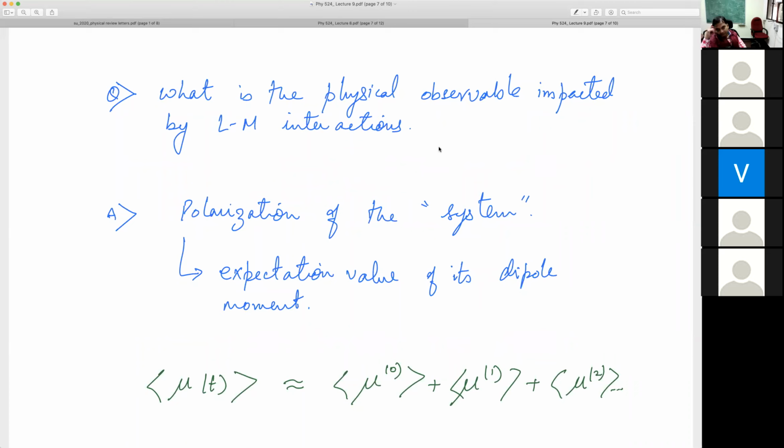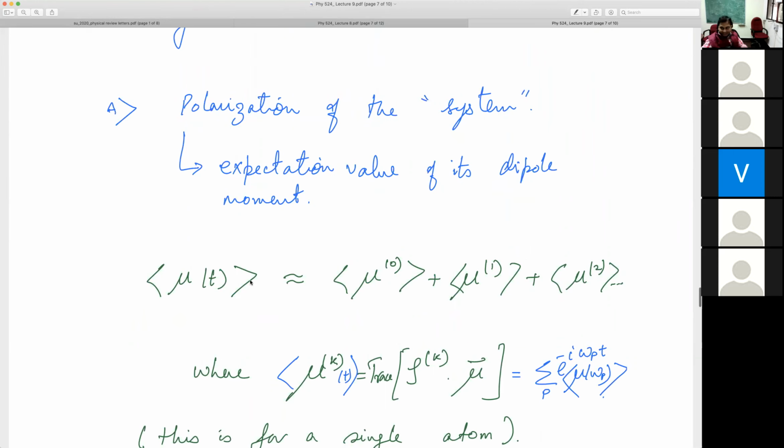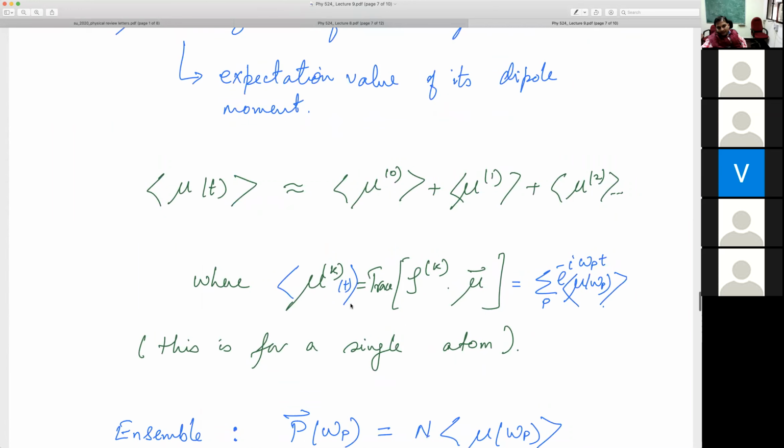One physical quantity that comes immediately to mind is the polarization of the system. The polarization of the system is nothing but the expectation value of its dipole moment. So for a single atom, if I define the dipole moment as mu(t), expectation value over the whole ensemble, then I can write this as mu0 plus mu1 plus mu2, just like the density matrix expansion. Since I'm taking the expectation value over the ensemble, each order mu_k is given by trace of rho_k times mu, basically.